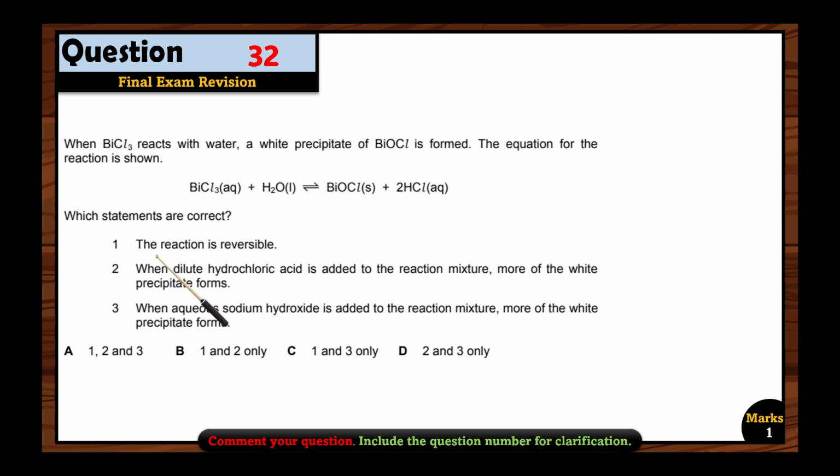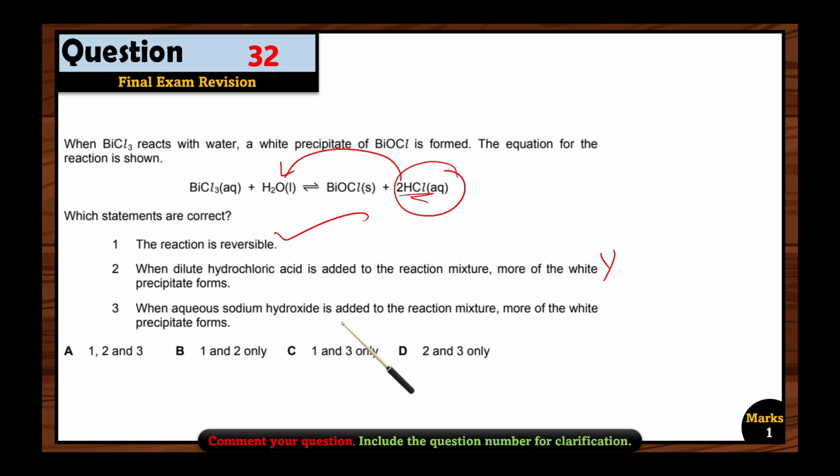Which statements are correct? The reaction is reversible. Yes. When dilute HCl is added to the reaction mixture, more of the white precipitate forms. Wrong. Because if you add more product, it will shift towards the left side, right? So you will get less white precipitate now.